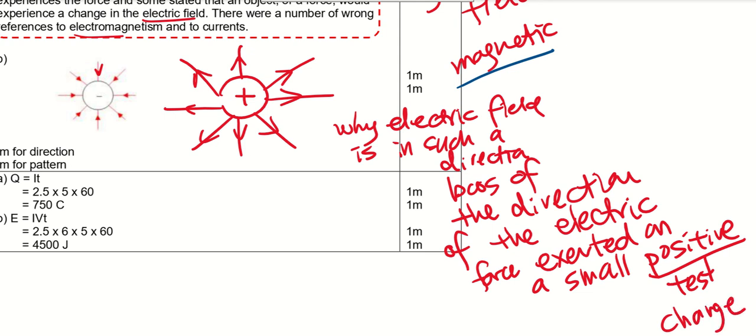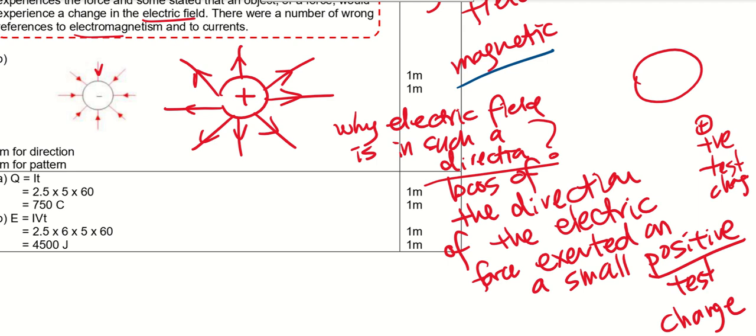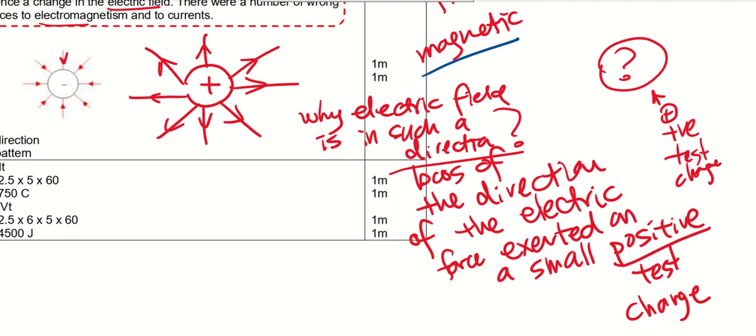Okay, so why is the electric field in such a direction? It is because of the direction of the electric force exerted on a small positive test charge. Meaning, let's say this is an unknown charge, and I use a positive test charge. And if this positive test charge moves in, the force is going into this unknown charge, right? What do you think is this unknown charge? It's going to be negative because unlike charges attract.